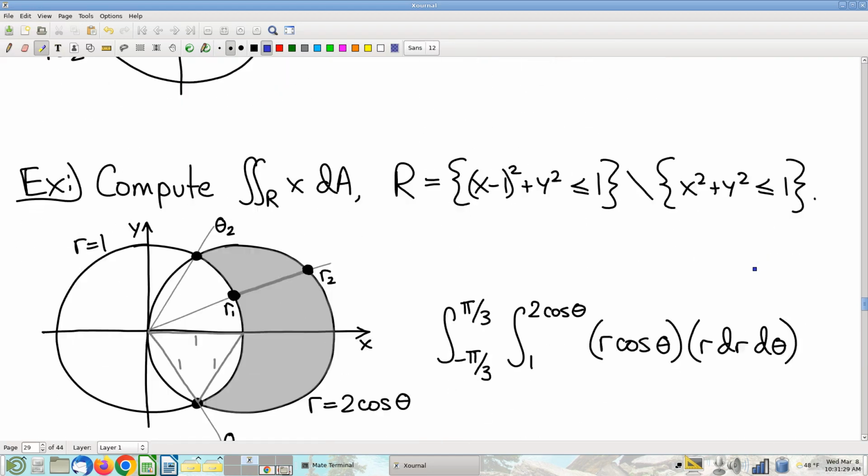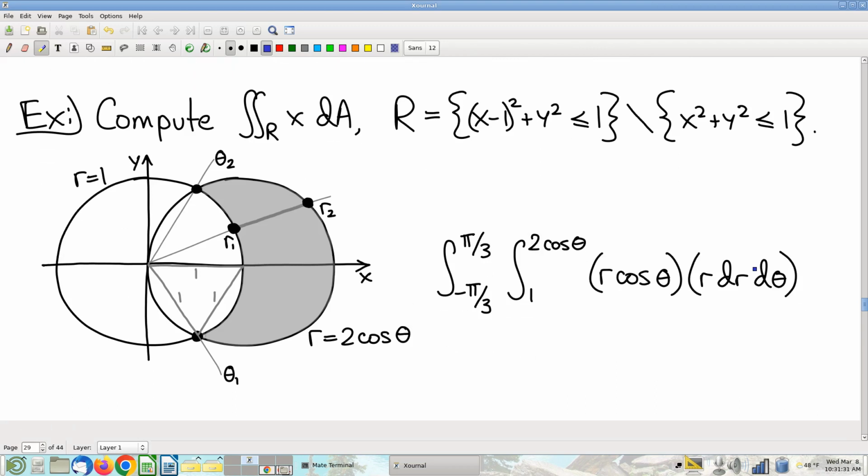Okay. Another example. Here we have a weird shape. You could think of this as like an eclipse if you want. Suppose this is my domain. Maybe I'm computing the amount of light coming off of the moon during an eclipse. Something like that. How do we deal with this?